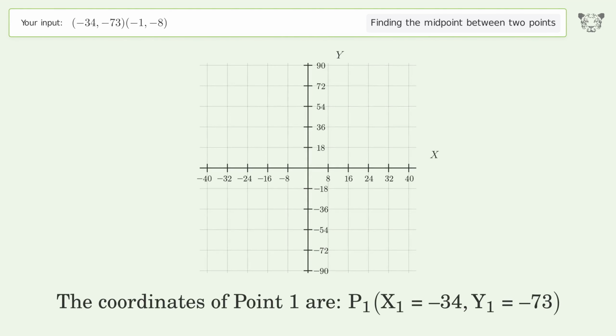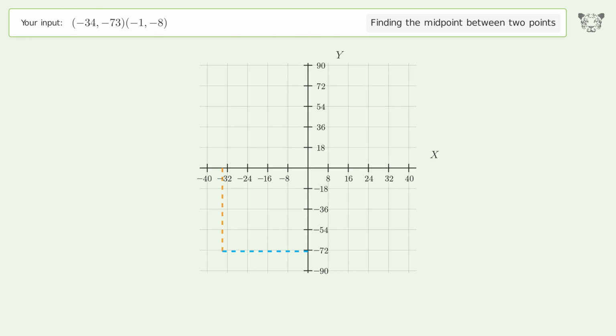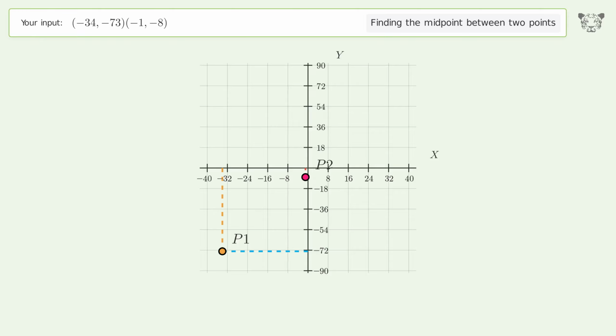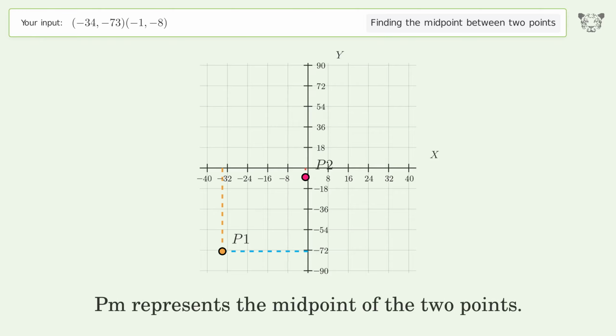The coordinates of point 1 are, x1 equals negative 34, y1 equals negative 73. The coordinates of point 2 are, x2 equals negative 1, y2 equals negative 8. PM represents the midpoint of the 2 points.